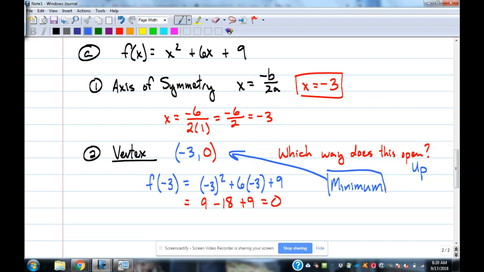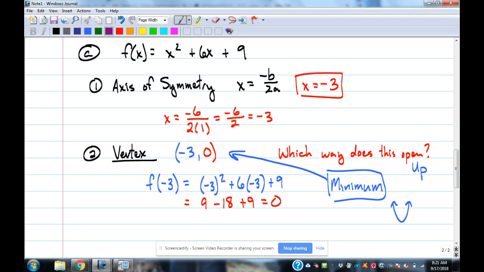The reason it's a minimum is when something opens up, it looks like this. The lowest value on the graph is down here at the bottom. That's what opening up means. That means this vertex is a minimum. It's right down here at the bottom. We'll see that when we actually graph this thing. Okay? So a minimum is when it opens up.